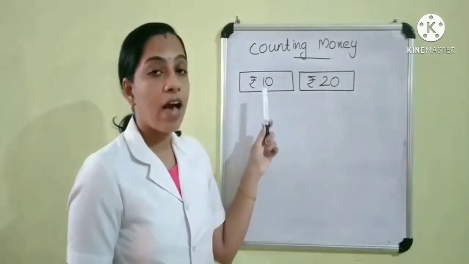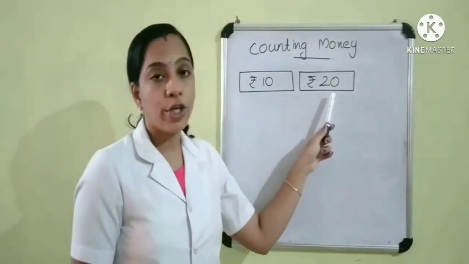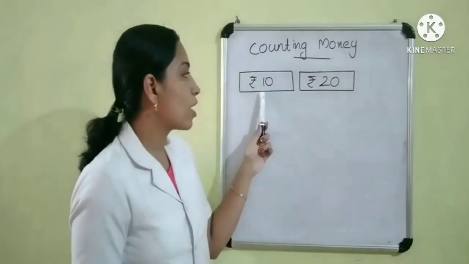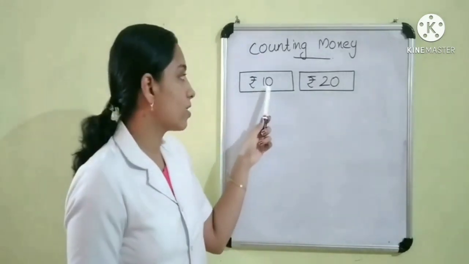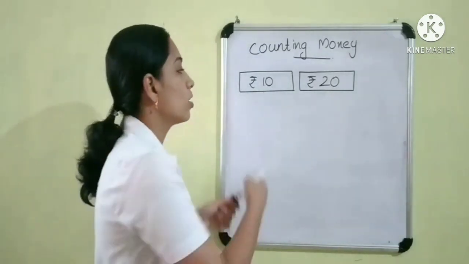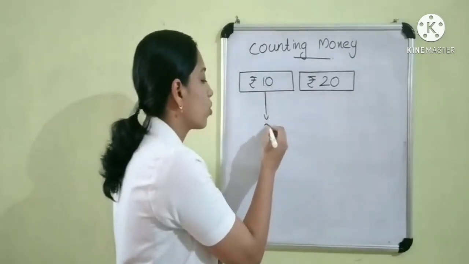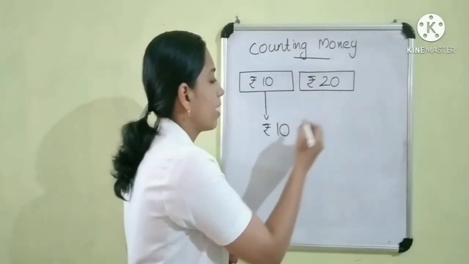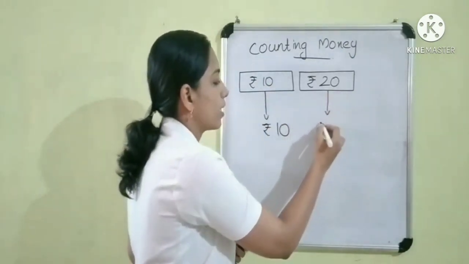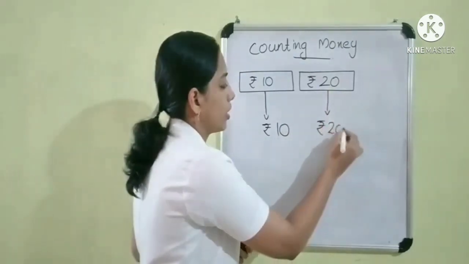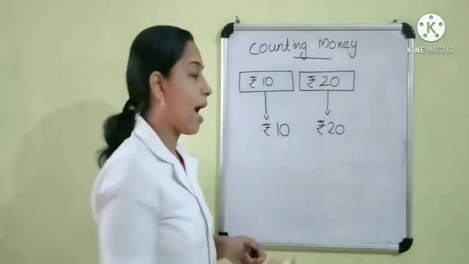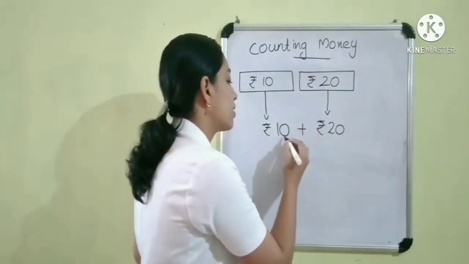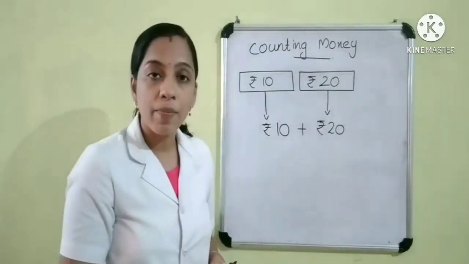See, here we have a 10 rupee note and a 20 rupee note. Tell me, what is the value of this note? Yes, here you can see the number 10. So, the value of this note is rupees 10. And the value of this note is rupees 20. Then we will add this amount, that is 10 plus 20. What is 10 plus 20?